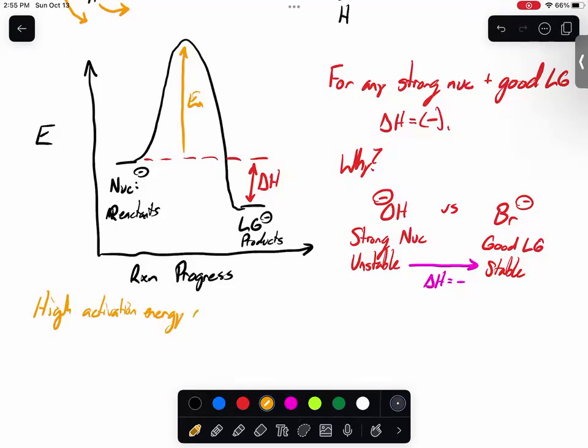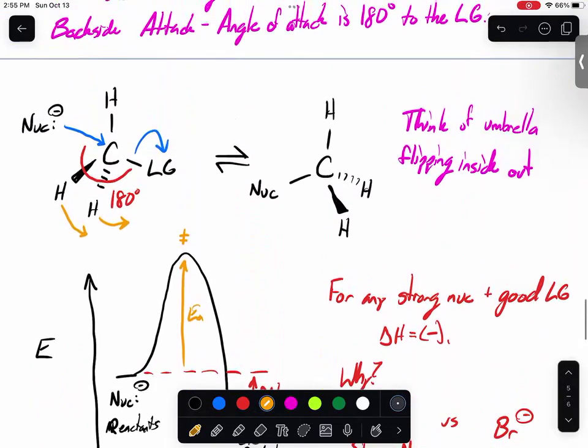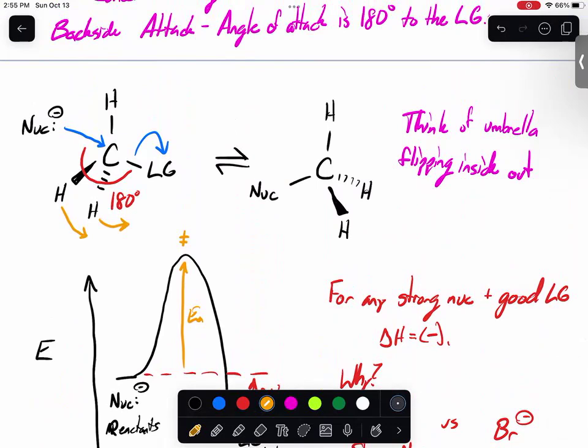And the question becomes, why is that? Well, think about the other lectures that we've gone through so far. A high activation energy barrier is usually due to an unstable transition state, right? So let's take a look at what this transition state looks like. Since this is all happening at once, we actually have a really interesting transition state on our hands because the nucleophile and the leaving group will still have partial bonds when the transition state happens. The flip is also occurring at the same time as the transition state.